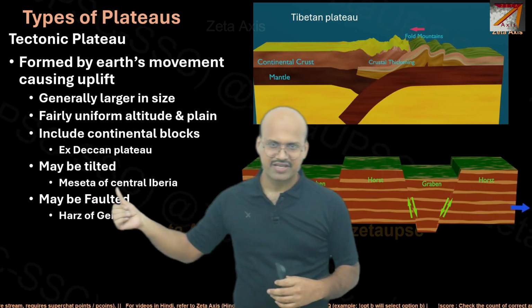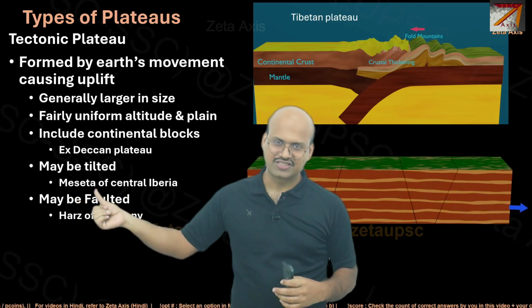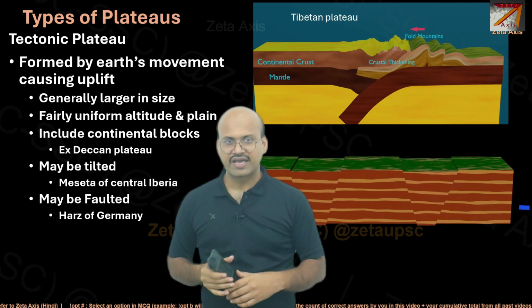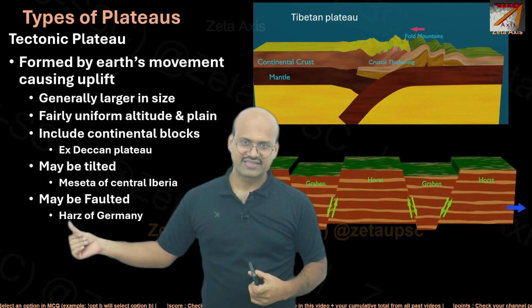Here is an example given in GC Leong, the Iberian plateau. There is the specific plateau in this region which is tilted. They can be faulted. So that plateau can have different faults within that plateau. So here is an example of that.